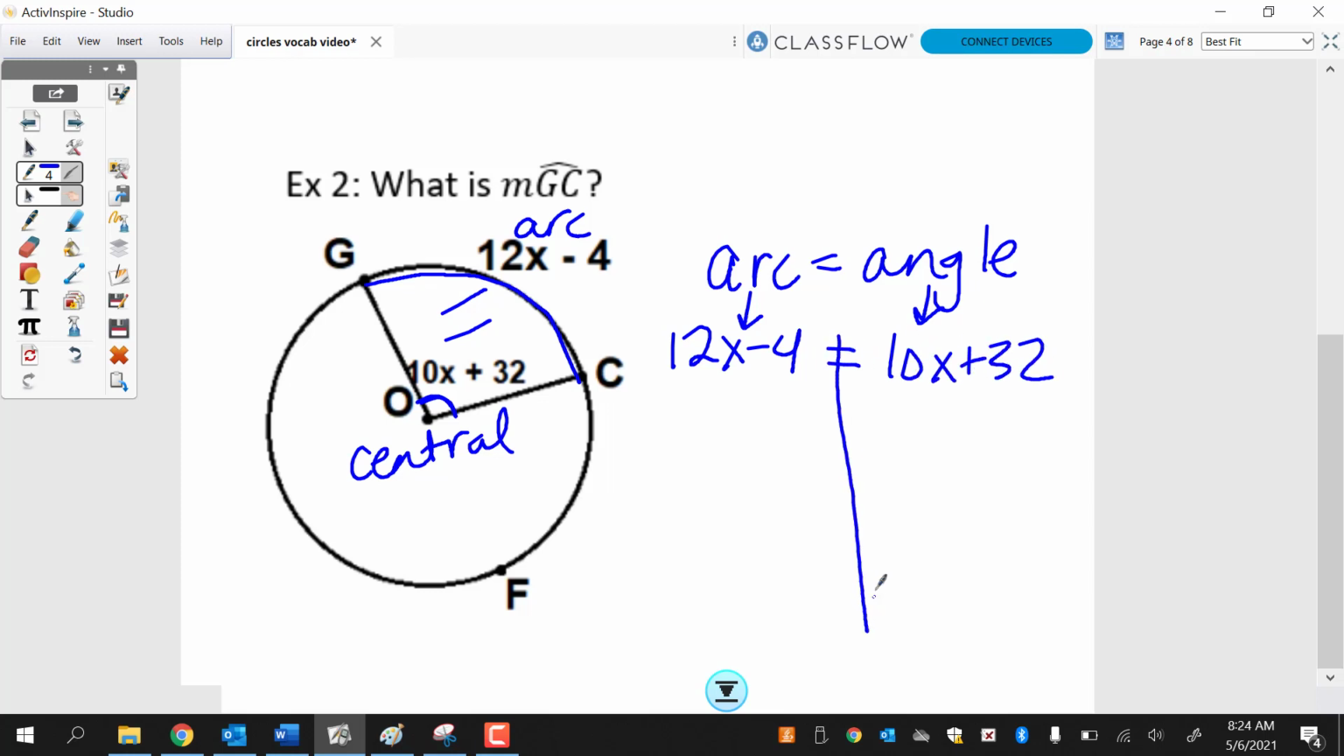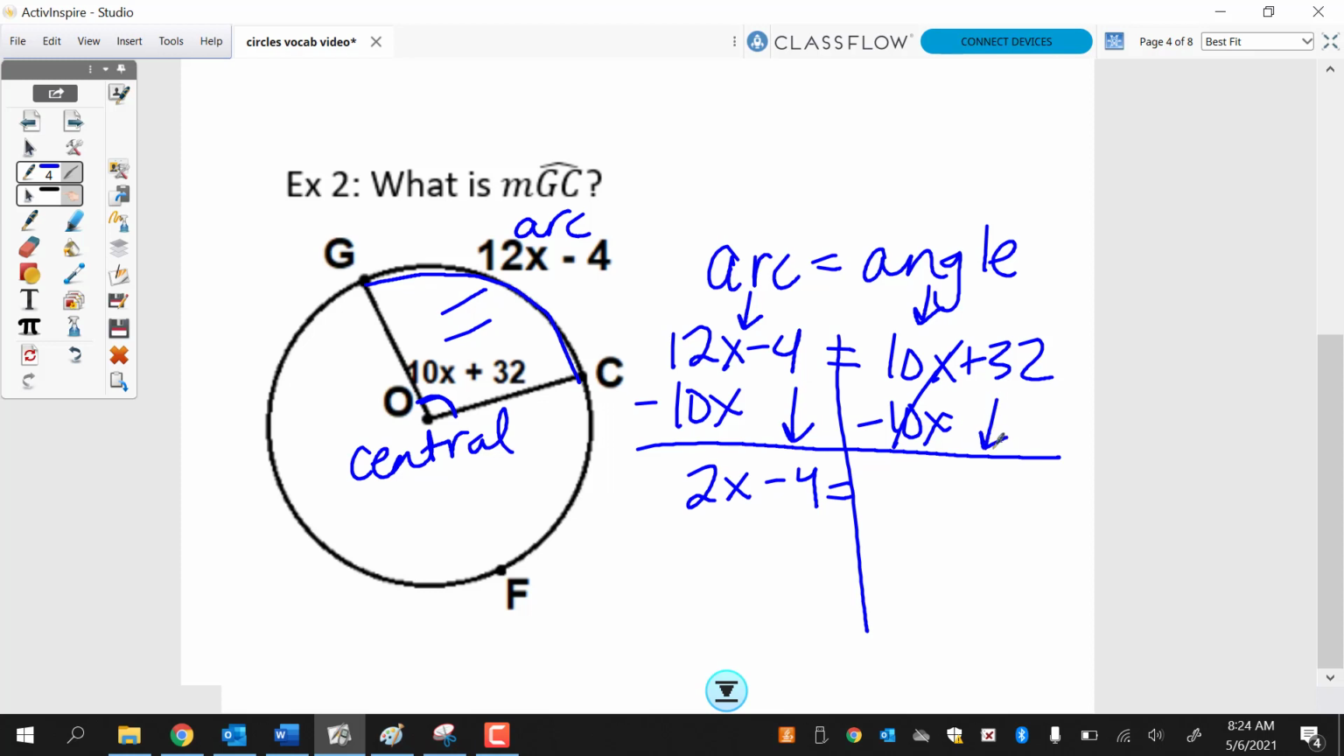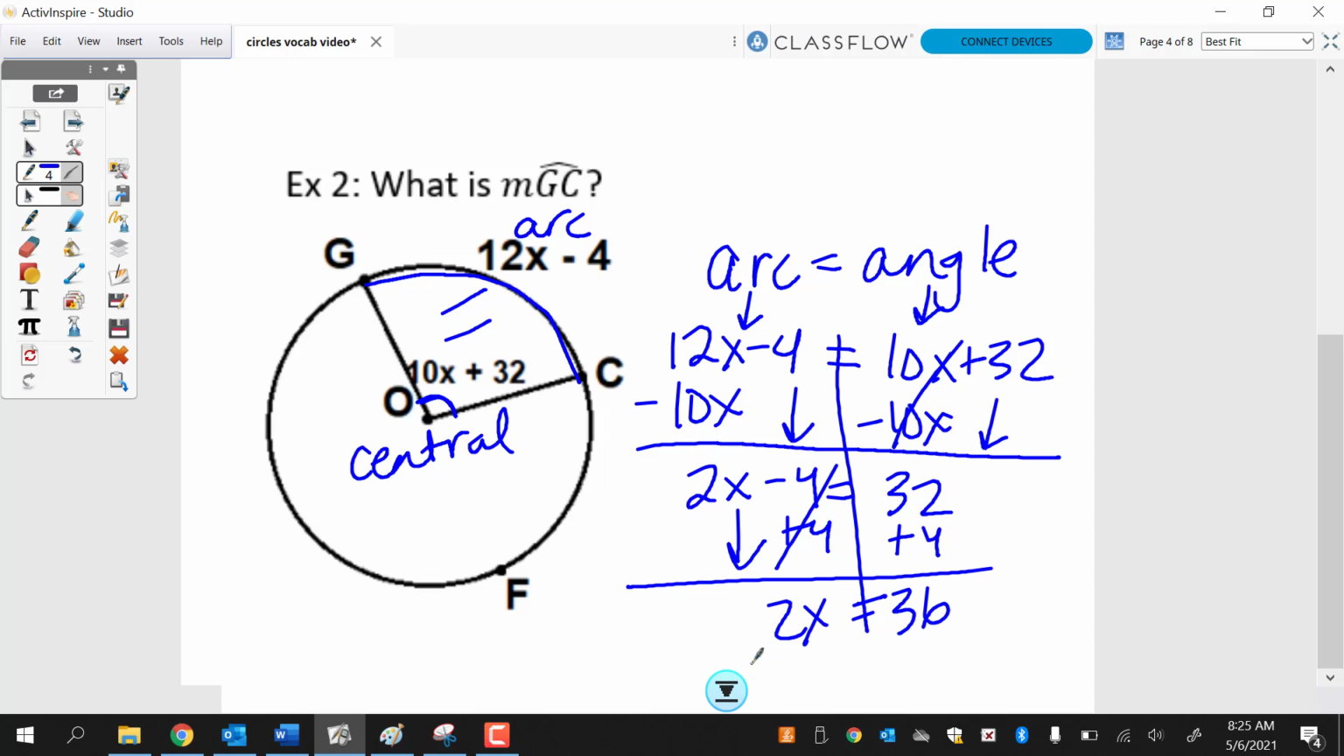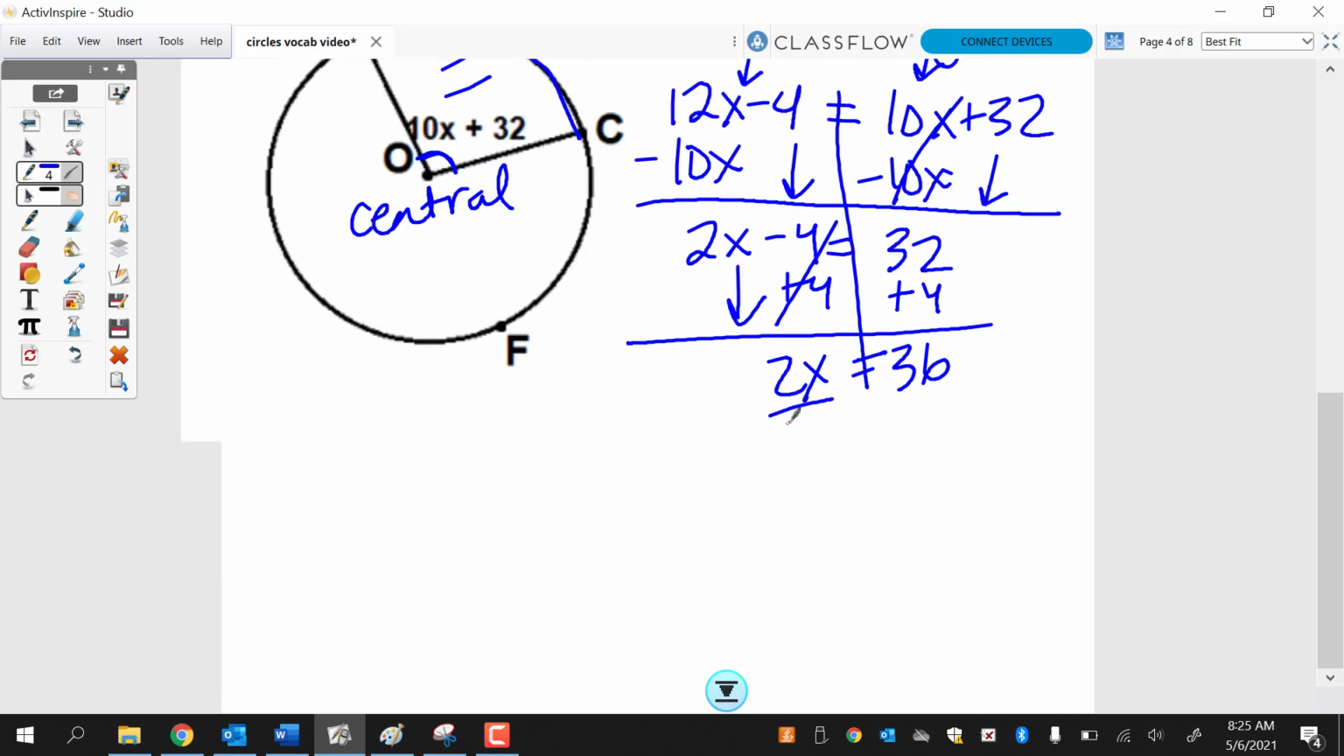Set them equal, we solve. Oh, I gotta move the 10x to the other side. Okay, that gives me 2x. Drop down our negative 4. Crosses out, drops down 32. Plus 4 goes away. 2x drops down, that's 36. Divided by 2, and we get x equals 18.